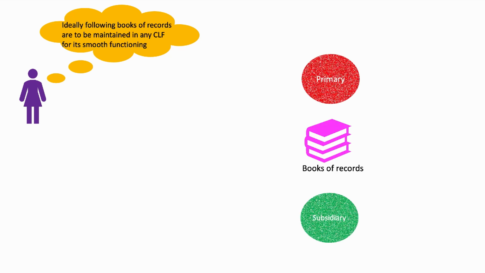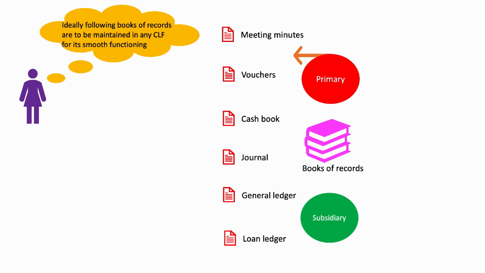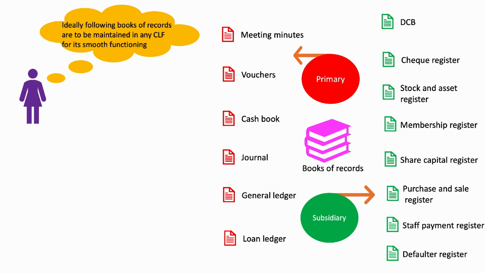Ideally, the following books of records are to be maintained in any CLF for its smooth functioning. There are the primary books of records and then there are the subsidiary books of records. What are the primary books of records? The meeting minutes, the vouchers, the cash book, journal, the general ledger and the loan ledger. And what are the subsidiary books of records? Here they are. There is the DCB, which is the demand and collection book. Then there is the check register, stocks and assets register, membership registers, share capital register, purchase and sales register, staff payment register and the defaulter register.